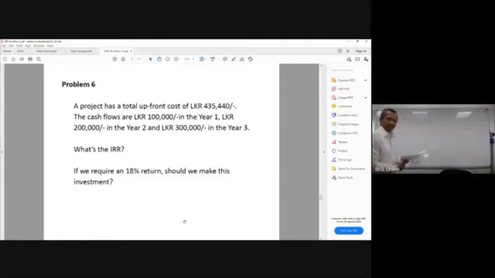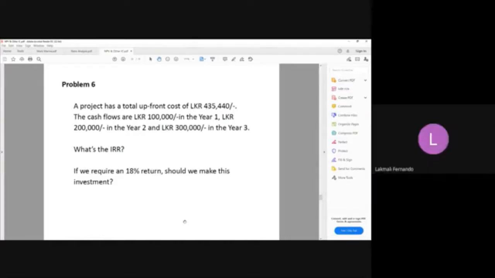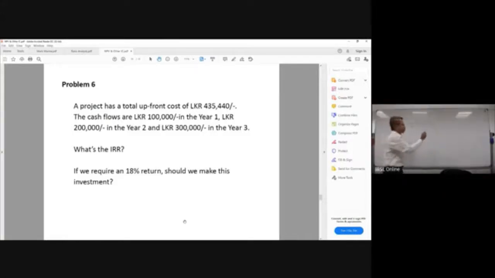Then what is the upfront cost? Upfront cost is 435,440. Thank you. Then cash flow. What does it say? Year 1, 100,000. Right.